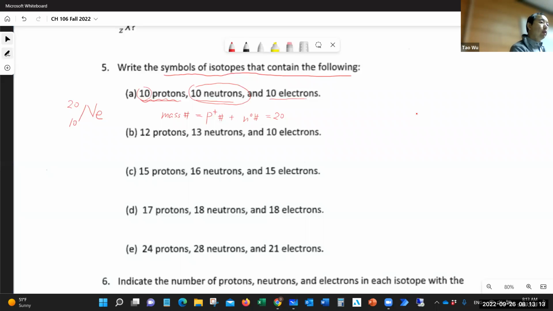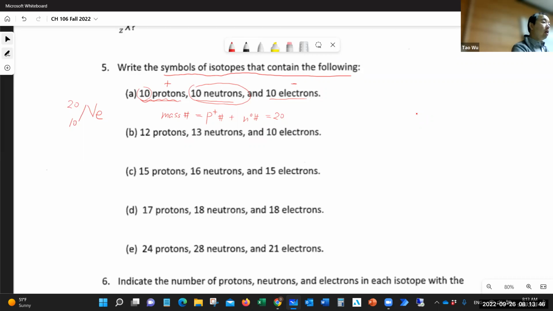To talk about charge, the charge is actually the difference between protons and electrons. A proton has a positive charge, and an electron has a negative charge. Now we have 10 positive charges and 10 negative charges, so positive and negative charges cancel. Obviously, this is 0, and the default is 0. So if you don't write anything, that means the charge is 0.